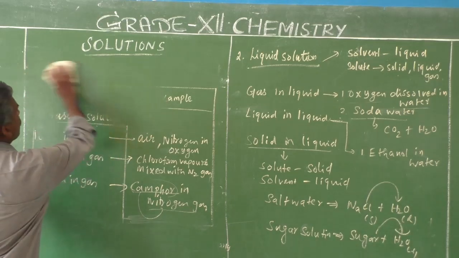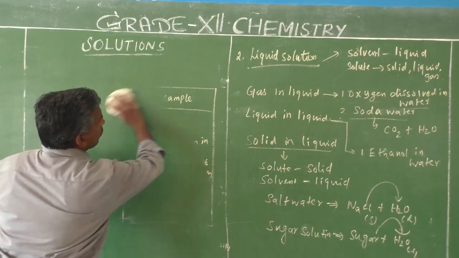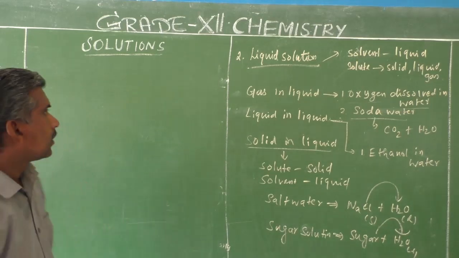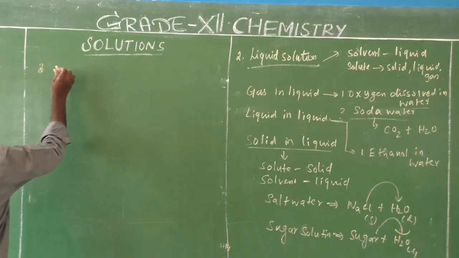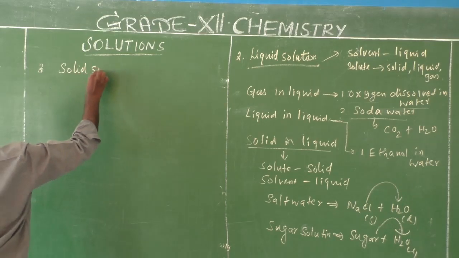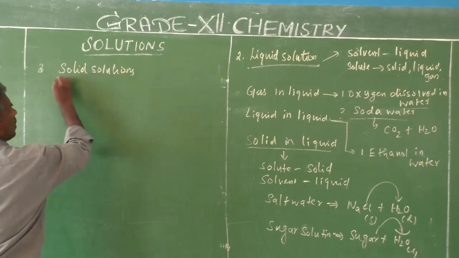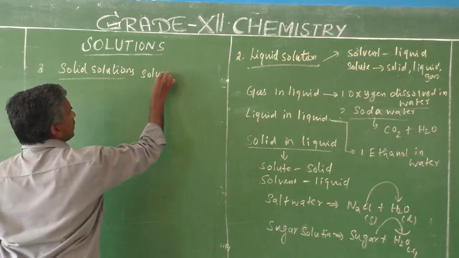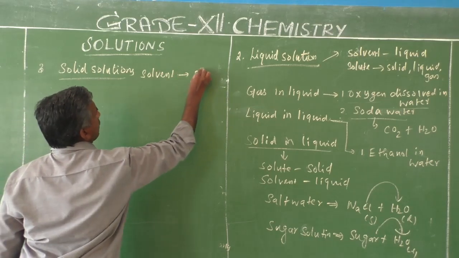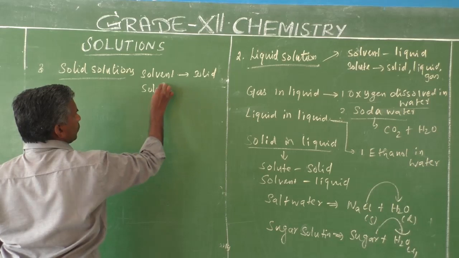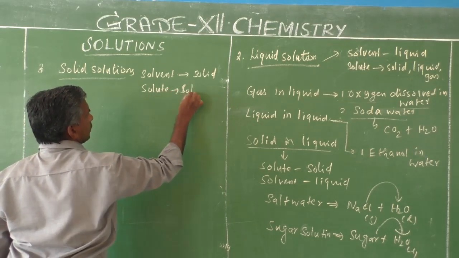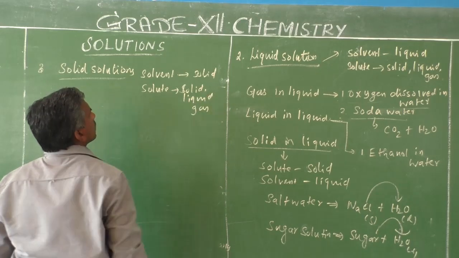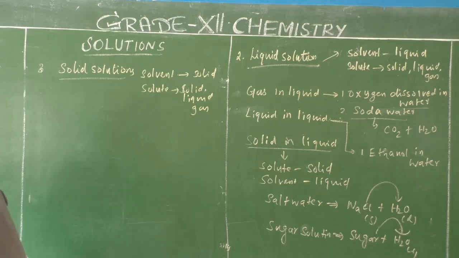Now the third type of solution. First gaseous solution, second liquid solution, third solid solution. The third type is a solid solution. Here the solvent is compulsorily a solid. The solute may be solid, liquid and gas. First one, gas in solid.